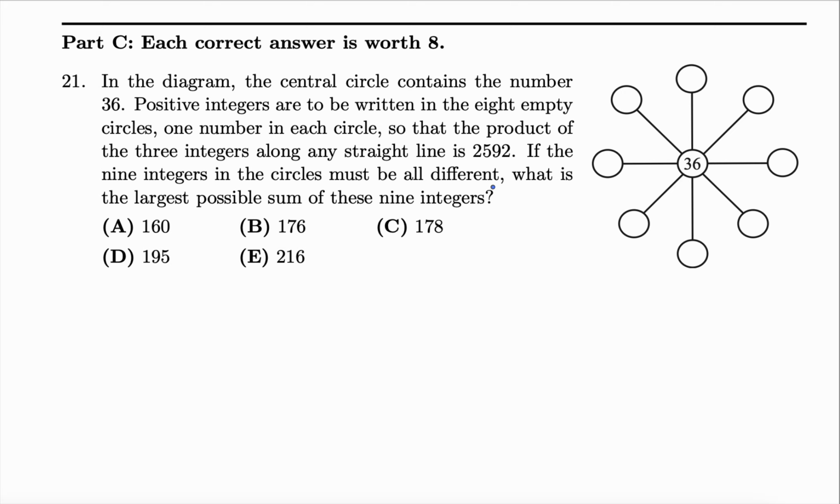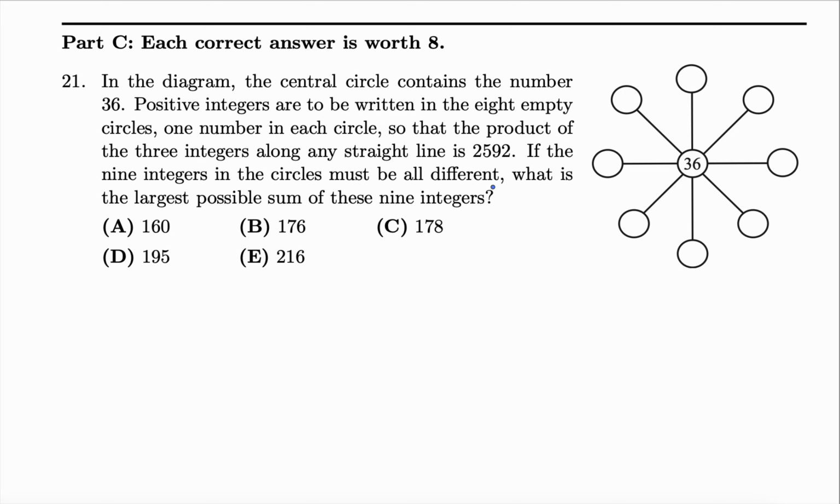We've arrived at the hard questions. So this is part C, where each correct answer is worth 8. So let's take a look at question number 21. In the diagram, the central circle contains the number 36, right here.